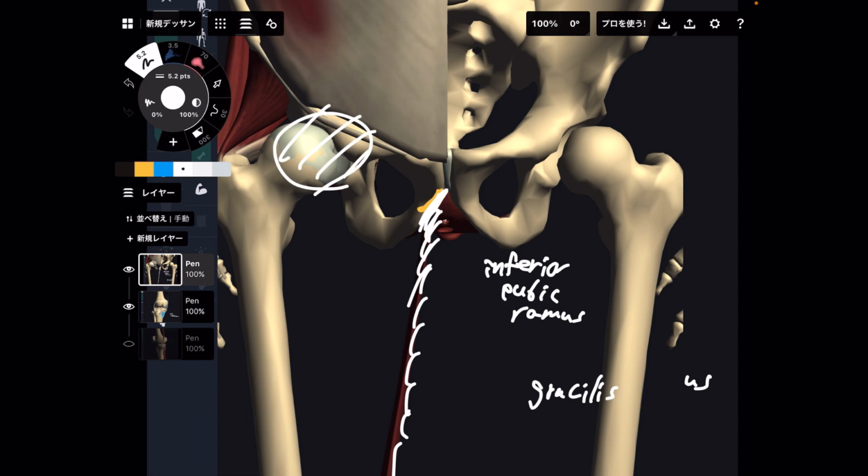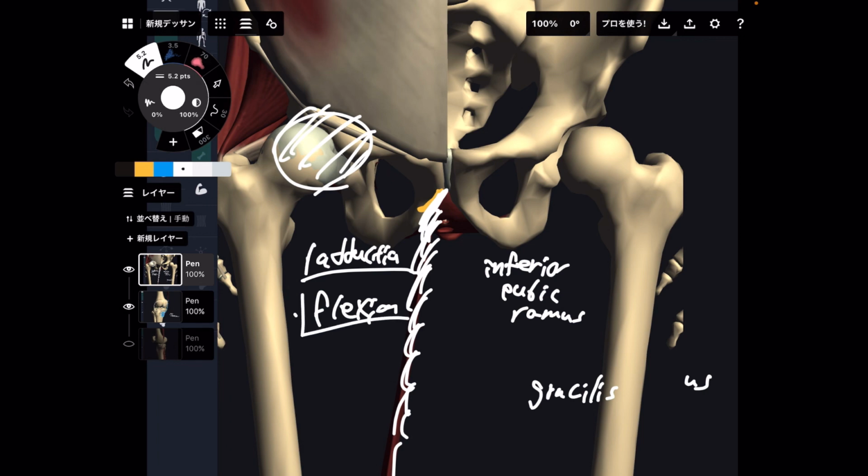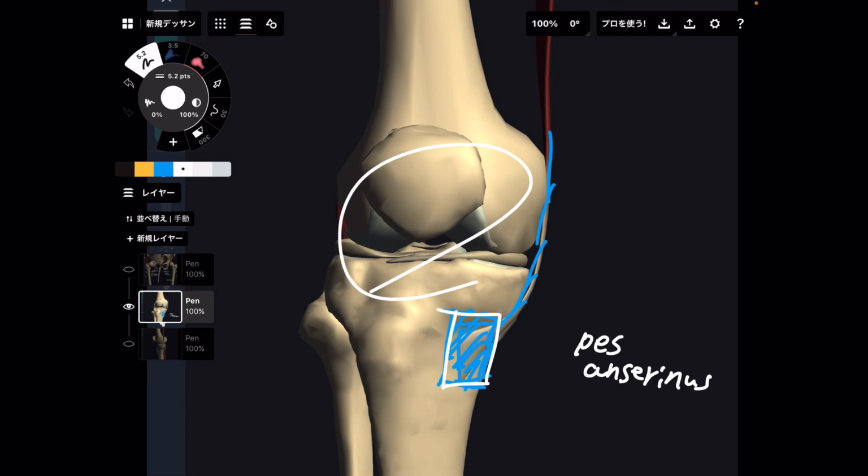Let me explain functions for the hip. Two functions for the hip. One function is adduction, because it's on the medial part of the thigh. It's close to the adductors. That's why that's adduction. Next function is hip flexion. That's about it. Two functions for the hip joint: adduction and flexion.